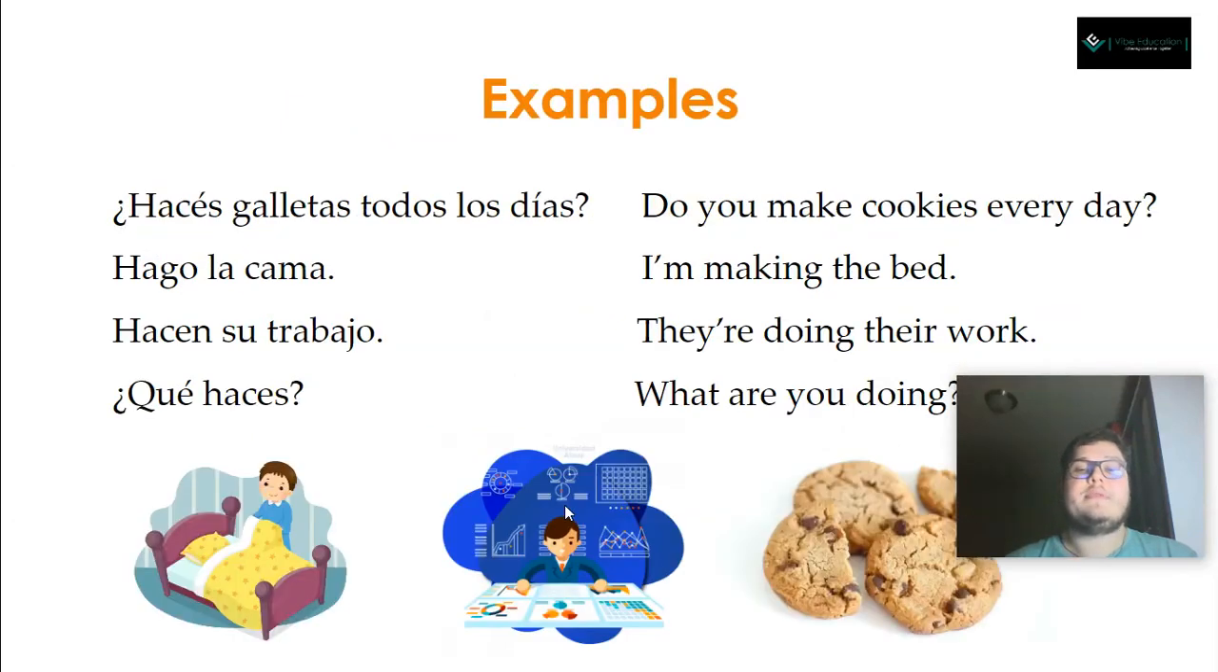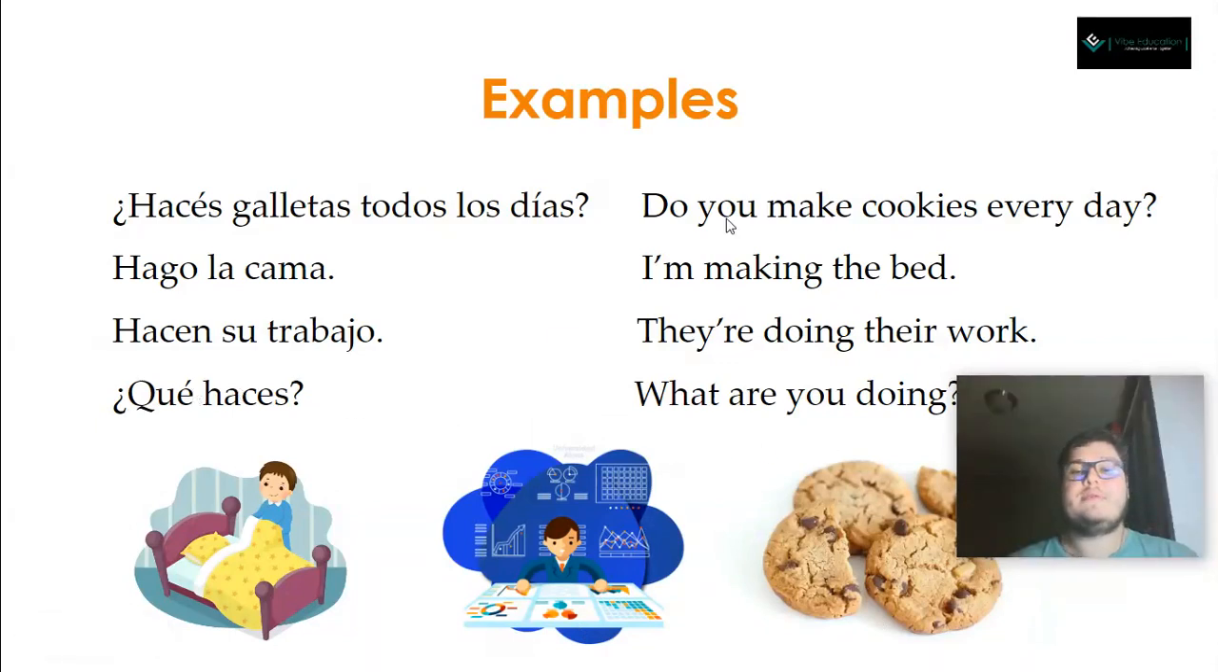Also, we have some examples. I'm going to start to read. ¿Haces galletas todos los días? Do you make cookies every day? Hago la cama. I'm making the bed. Hacen su trabajo. They're doing their work. ¿Qué haces? What are you doing?